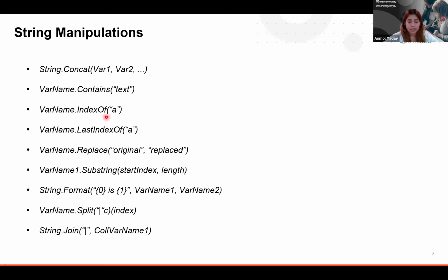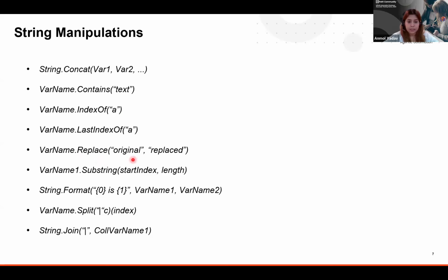Varname.IndexOf("A"). So it's going to look for where A is in this. If you see in varname, A is over here, right? So it would return the index of it. Now, if the index starts from 0, then the index of A would be 1. Varname.LastIndexOf("A") is going to start searching in reverse. So it would start from E, M, A, and this is the last index of A.